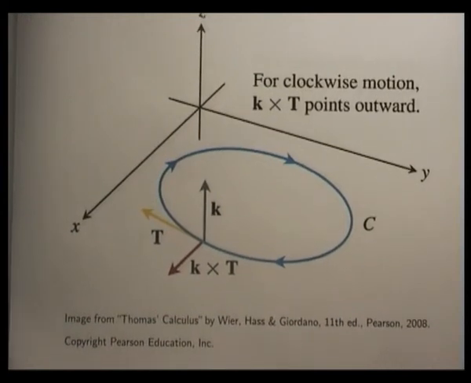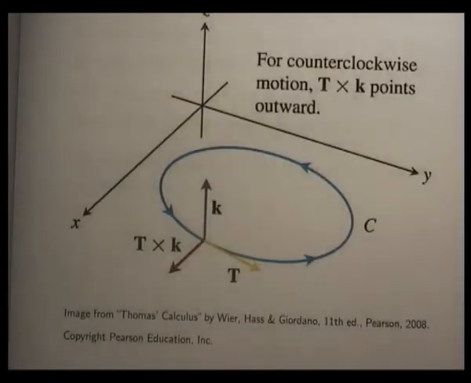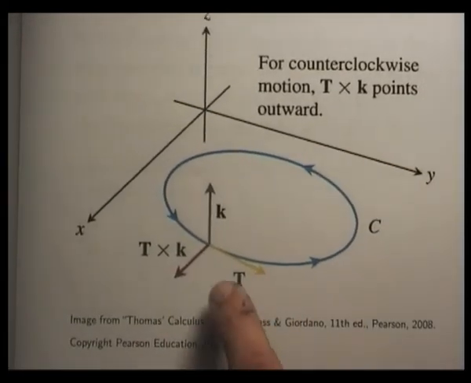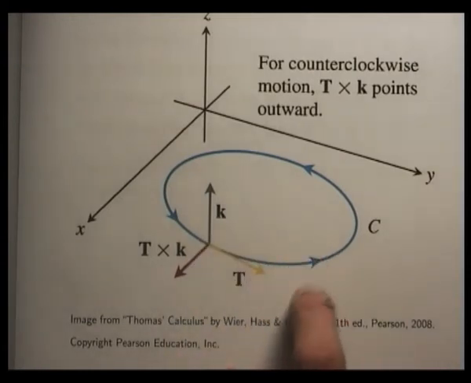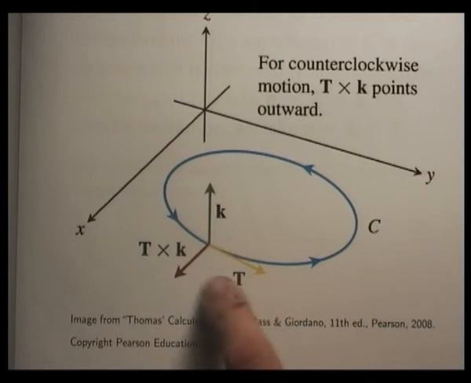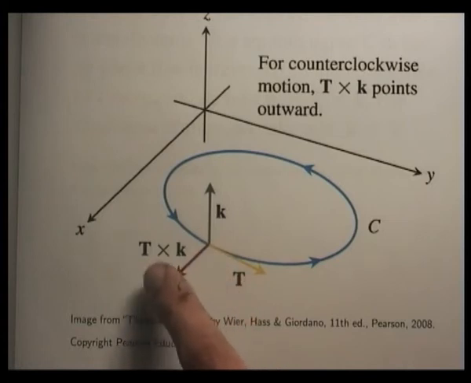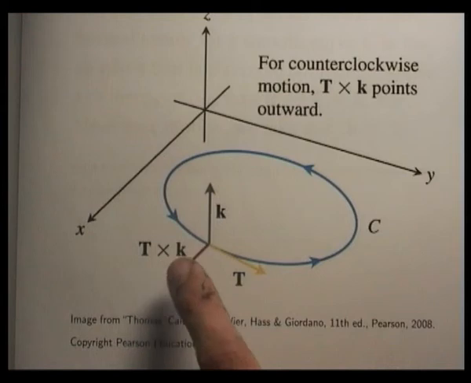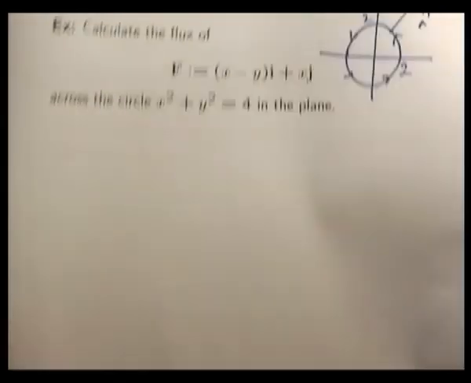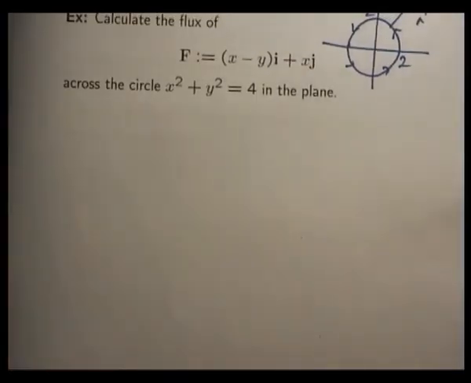If you reverse the orientation, so in this case we have counterclockwise motion, so that the direction of the unit tangent vector is reversed, you can still get this unit normal through a cross product, but you reverse the order. So let's go back to our problem and see how we solve it.